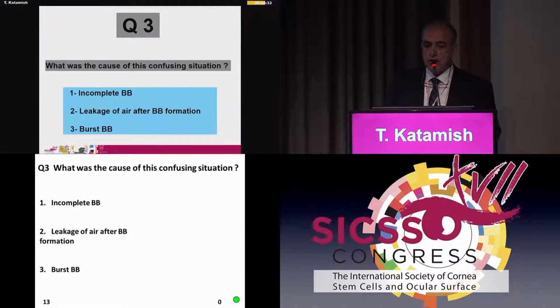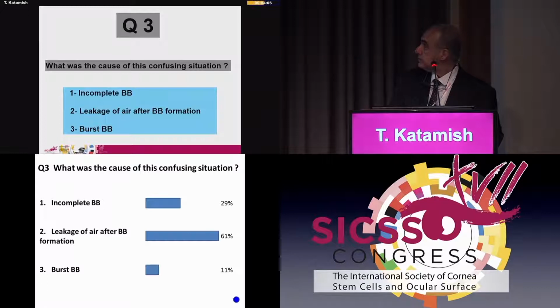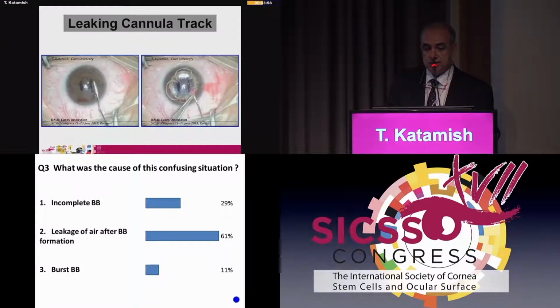So what was the cause of this confusing situation? Number one, it was an incomplete big bubble. Number two, there was leakage of air after big bubble formation. Number three, the bubble had burst in the anterior chamber. What do you think is the possible explanation for this tricky situation? Yes, I agree with you. There was leakage of air through the injecting tract, as you will see now.